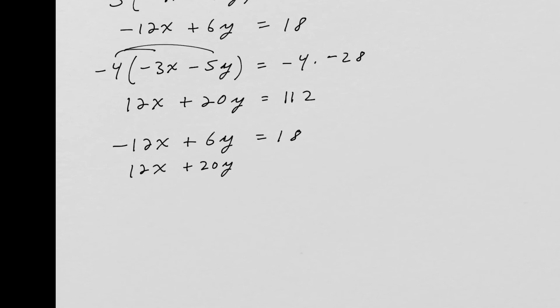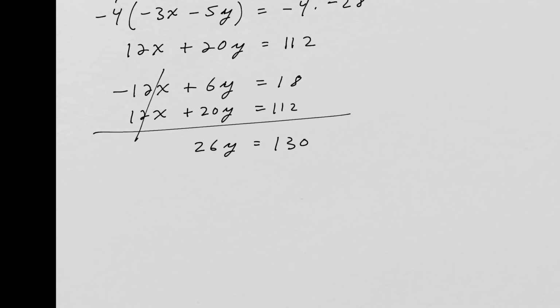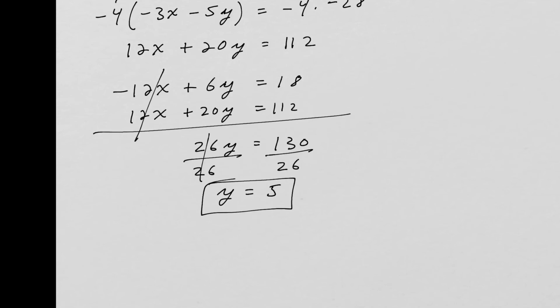And now I'm just going to write them again on top of one another. Okay, good. So now we can add them. That gets rid of the x by design. I end up with 26y is equal to, what's that, 130? And now to solve for y, I need to divide by 26. So y equals, and it turns out 130 divided by 26 is exactly equal to 5. So nice, easy integer answer there. So the y is 5.